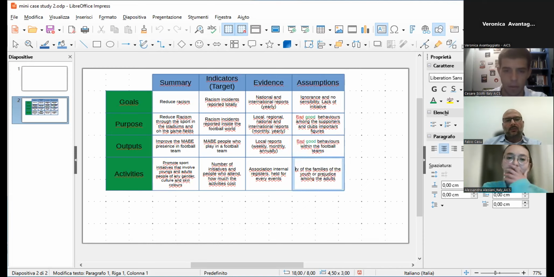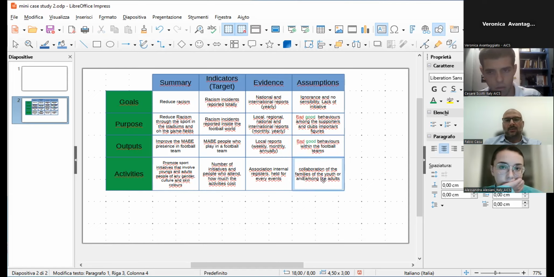You can try to be more detailed now. In which way? First of all, try to complete the indicators and targets column. Try to put down some numbers for the targets. And after that, you can try to go deeper and deeper into the activities. You will see that again in the project management module.